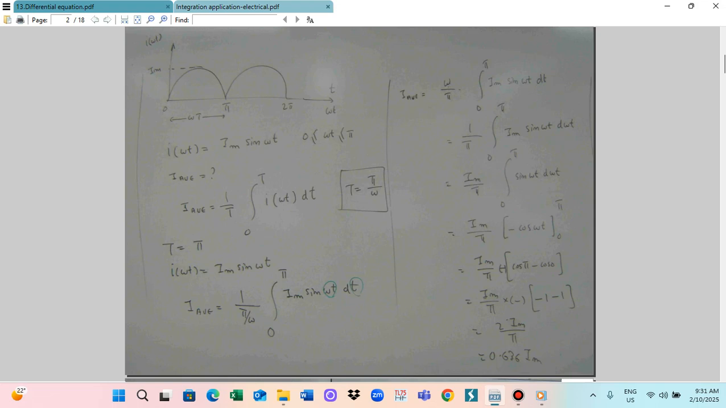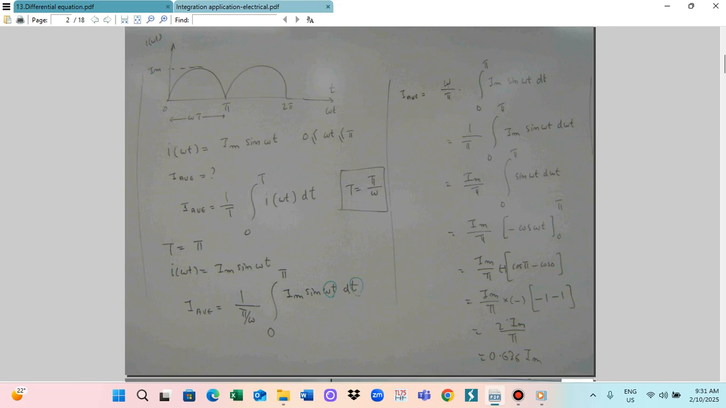So the equation for the average value is 1 by T, integration 0 to T, I of omega t dt. This is only t, but in this case omega t, because of the frequency, you have to put the frequency. I of omega t dt. So we call this equation.